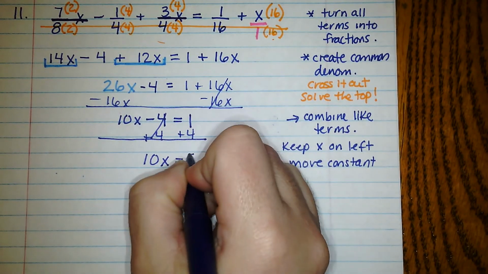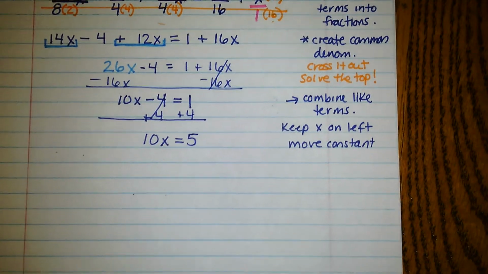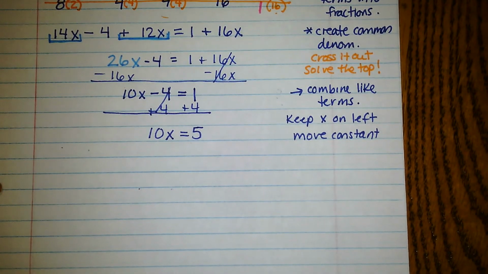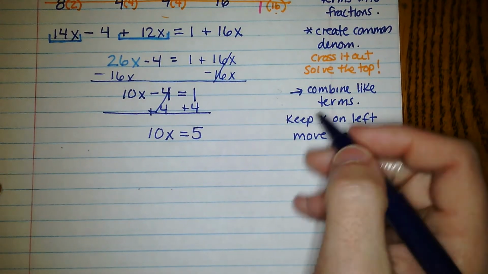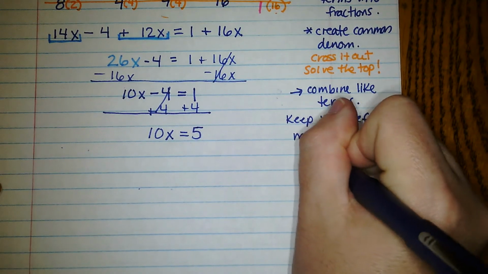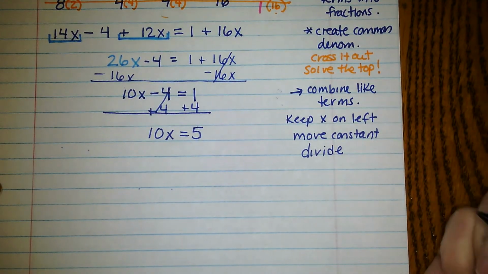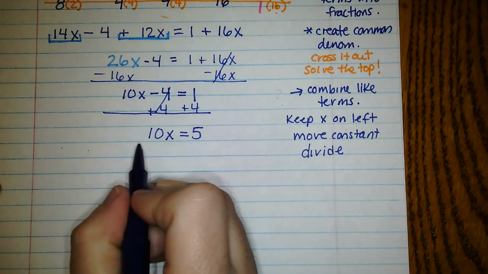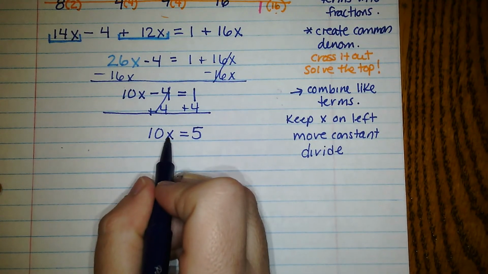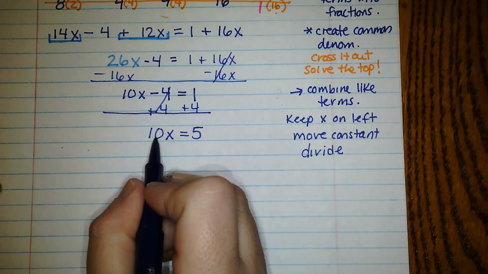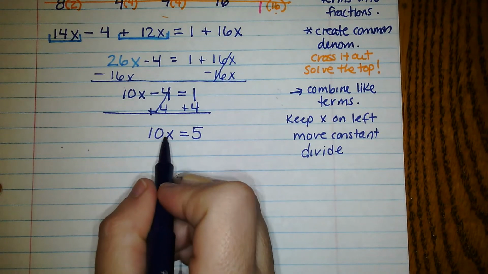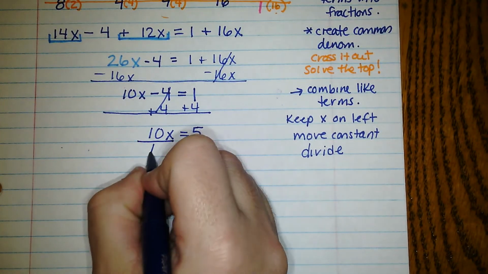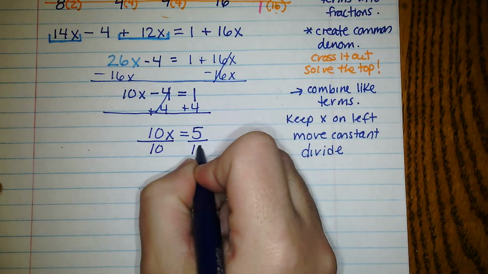10x equals 5. Now pay really close attention here because this might be the spot where it messes you up. We need to divide, but what we are dividing by is super crucial. We need x by itself. So I'm not dividing by 5. I have to divide by 10. I have to get x by itself. So I'm going to divide both sides by 10.